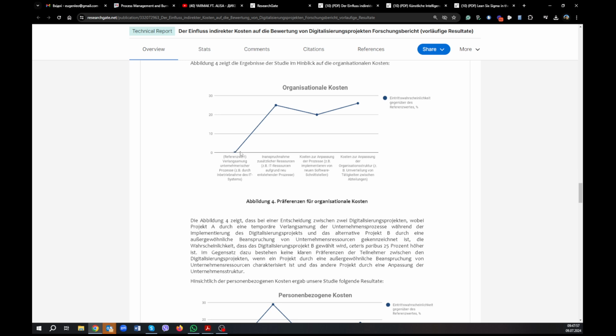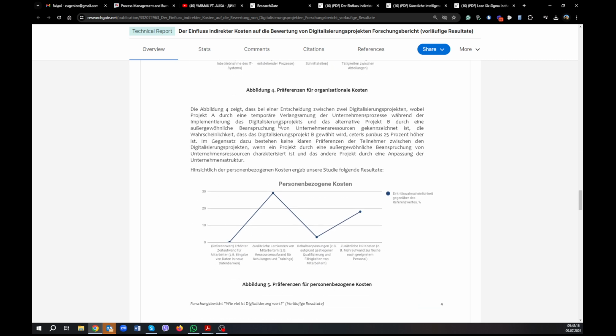And here it is also a good idea to use as many graphs as possible. So try not to write in words, not to introduce statistical coefficients, because people will have a problem understanding them. That's why a simple graph showing the percentage of how much more likely or less likely people are to prefer a certain type of digitization project is better.